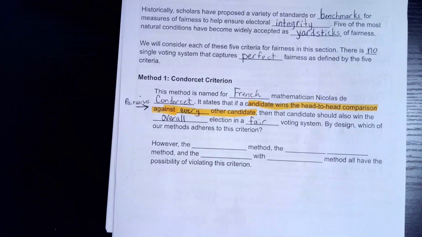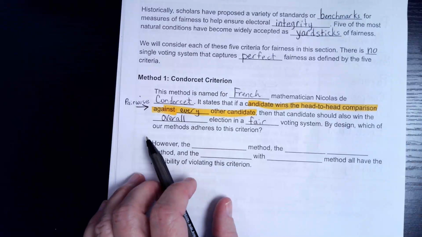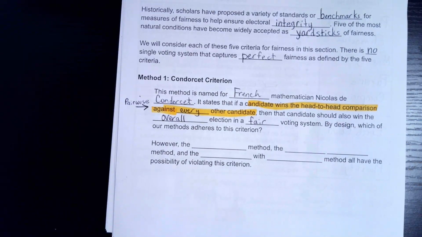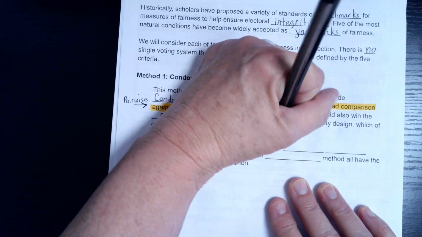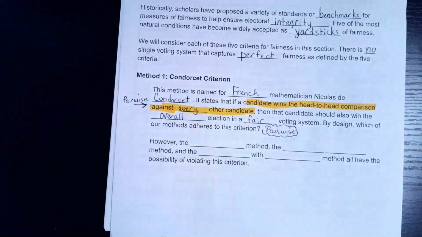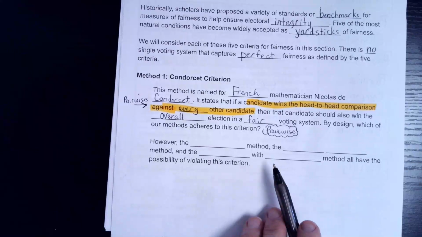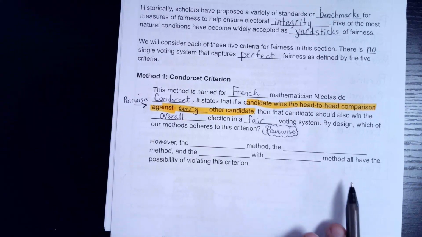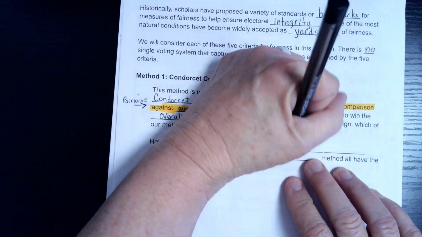But then the question is, how do they find the overall winner? By design, which methods adhere to this criterion? Pairwise. However, the blank method, the blank blank method, and the blank with blank method all have a possibility of violating it. Majority rules? That's not on there. That's the one we don't have. The Borda count.